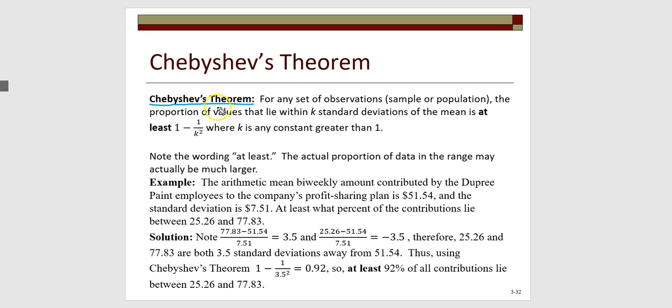Chebyshev's theorem makes a statement about any data set. So if you're given any set of observations, either from a sample or a population, then the proportion of values that lie within k standard deviations of the mean is going to be at least 1 minus 1 over k squared, where k is any constant greater than 1. Now this is maybe a little bit confusing, so let's take a look at a graphic illustrating what's going on here and what this is stating.